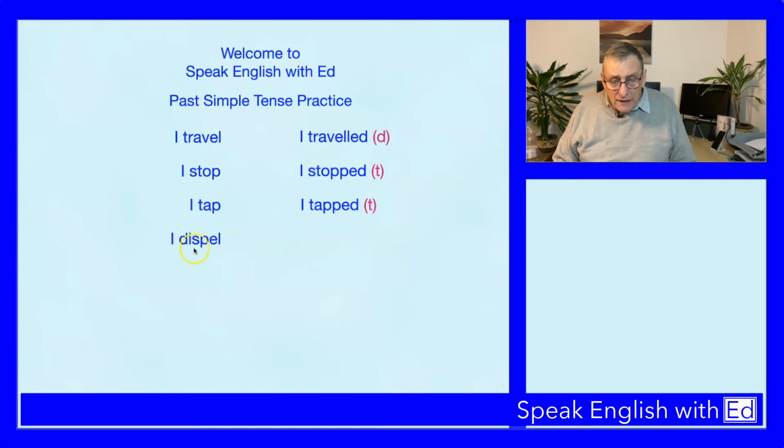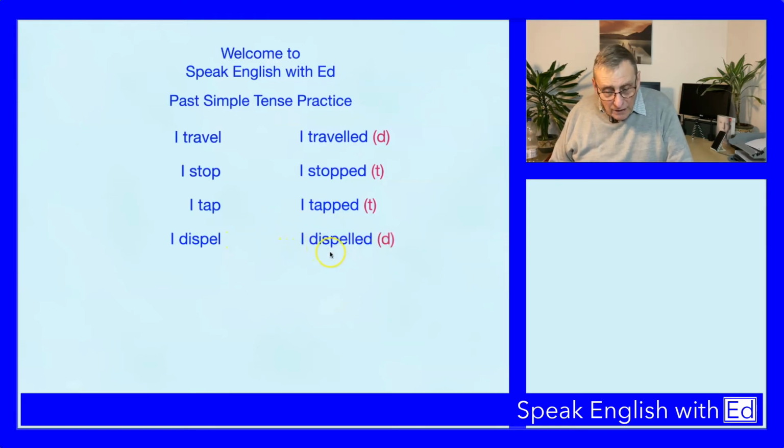Now this one is dispel. Again, look at the last three letters: consonant, vowel, consonant. So we need to put another L here because it's the last consonant. We've got to double it. So we need to put another L and then ed. Dispelled, dispelled. So I travel, I travelled.